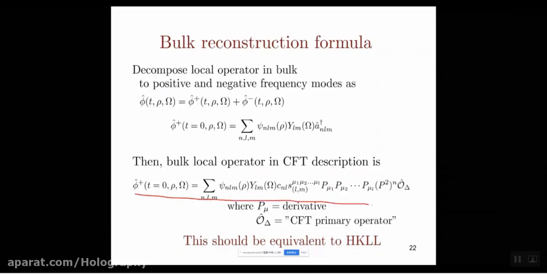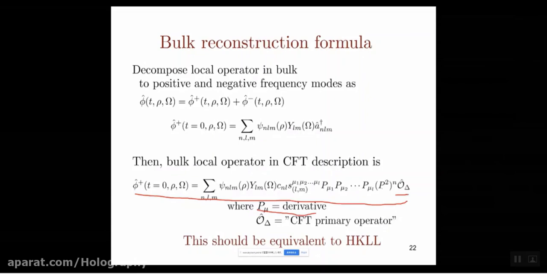Here, phi plus is the positive frequency, or positive energy, part, and P is a derivative, and O delta is a CFT primary operator. This should be equivalent to HKL. HKL just assumes the BDHM relation as the dictionary of AdS/CFT and uses the same expansion. So this should be equivalent to HKL, and we can show its equivalence for some cases. So this is the alternative formula for the bulk reconstruction.